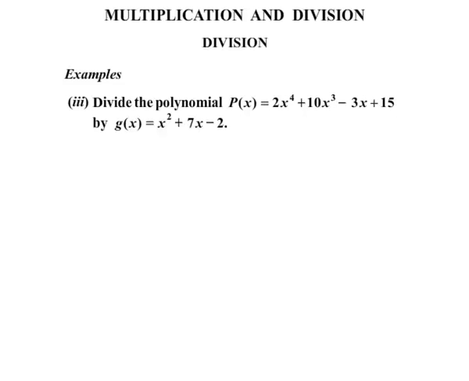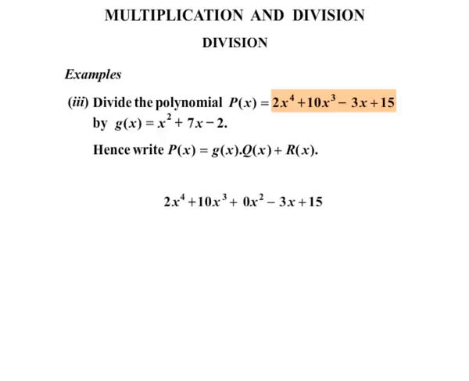Our next example, we need to divide the polynomial p of x equals 2x to the 4 plus 10x cubed minus 3x plus 15 by g of x, which equals x squared plus 7x minus 2. Hence, write p of x equals g of x times q of x plus r of x. Okay, looks pretty tricky. However, one step at a time, we'll find out it's not too bad at all.